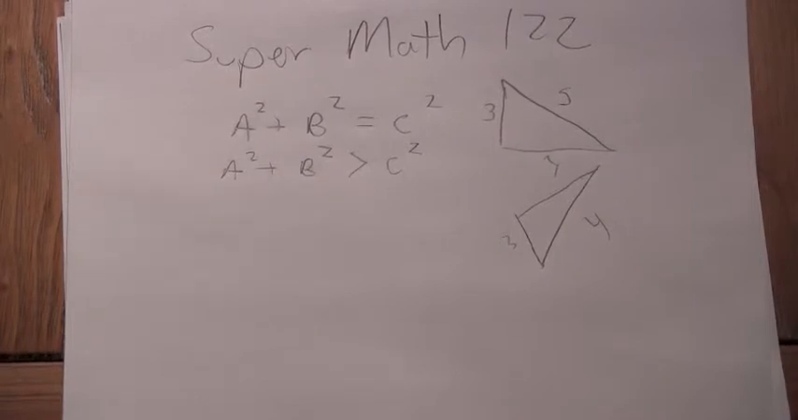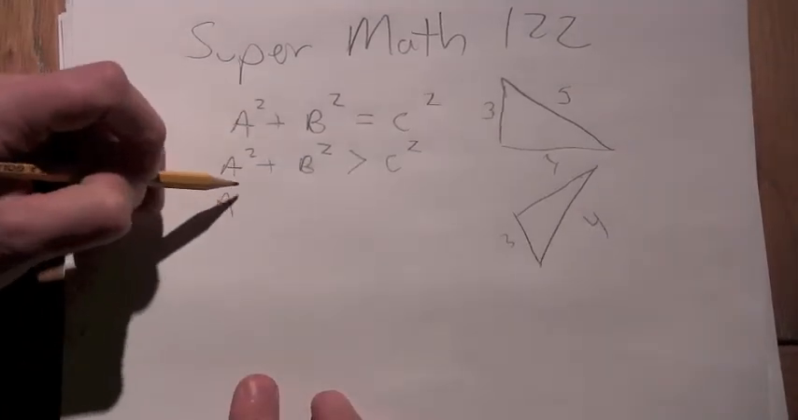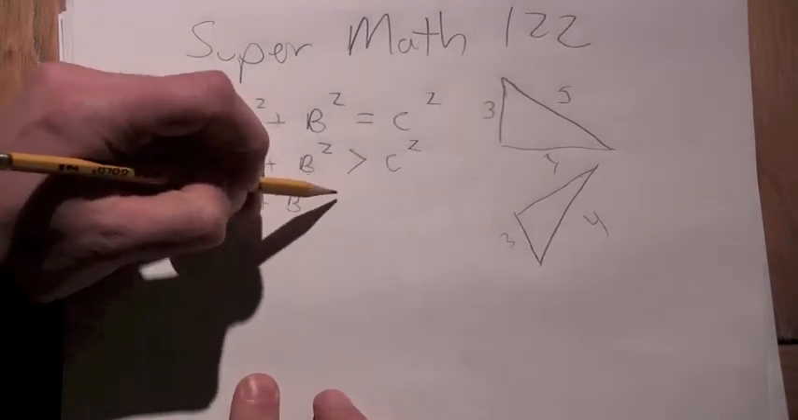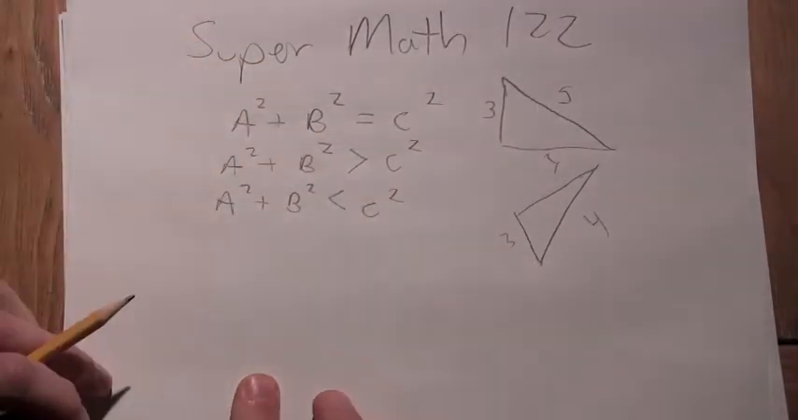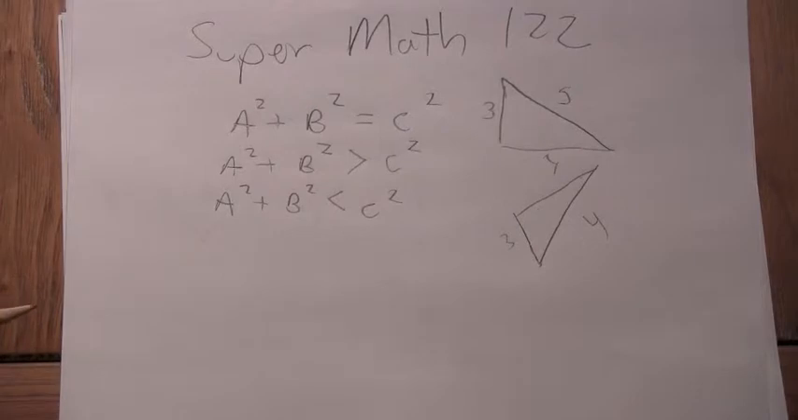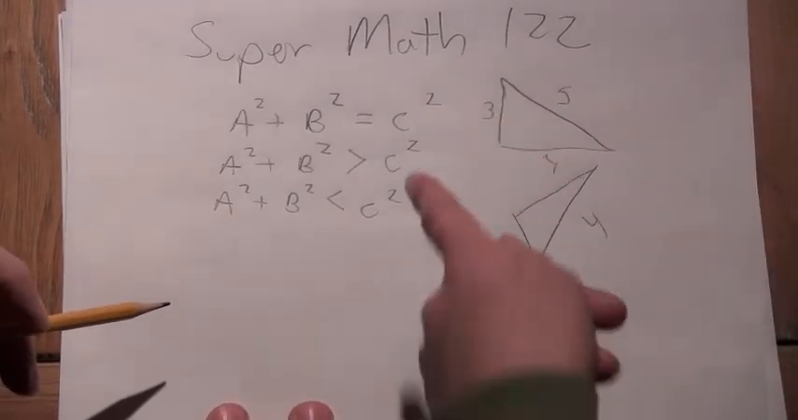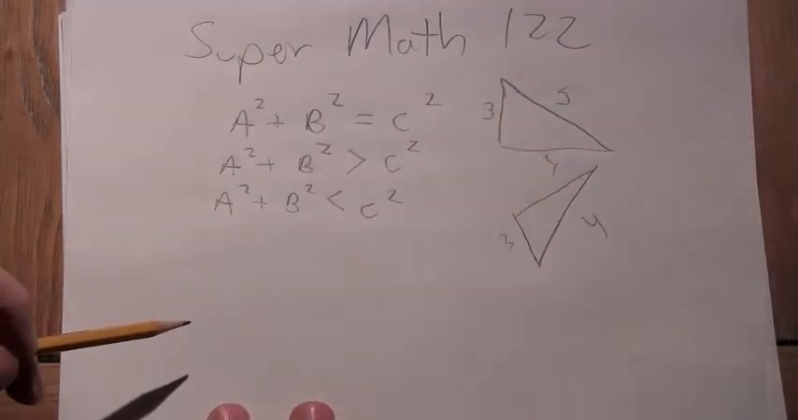And the last case would be a squared plus b squared is less than c squared. Then it's obtuse, because you're pulling the angle apart.